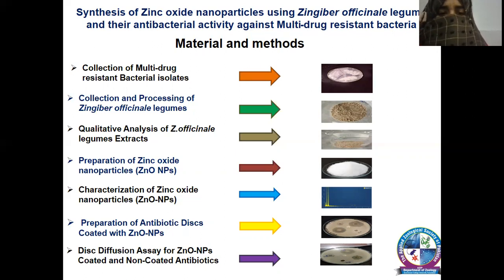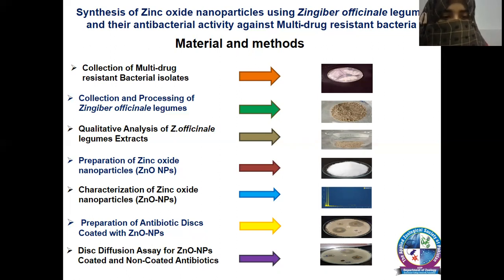In characterization, we use UV, SEM, scanning electron microscopy, EDX, and FTIR. And preparation of antibiotic discs coated with zinc oxide nanoparticles. About 20 milligram of zinc oxide nanoparticle powder was dissolved in 1 ml of distilled water. About 5 milliliter of suspension was picked with the help of a pipette and each antibiotic disc was well coated with it. Then the petri dish containing coated discs was covered with the lid and kept in an oven at 80 degrees centigrade.